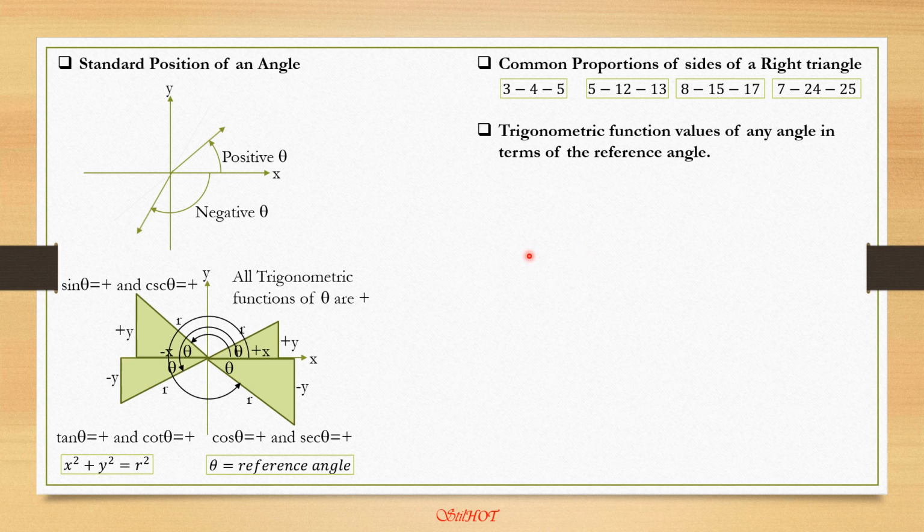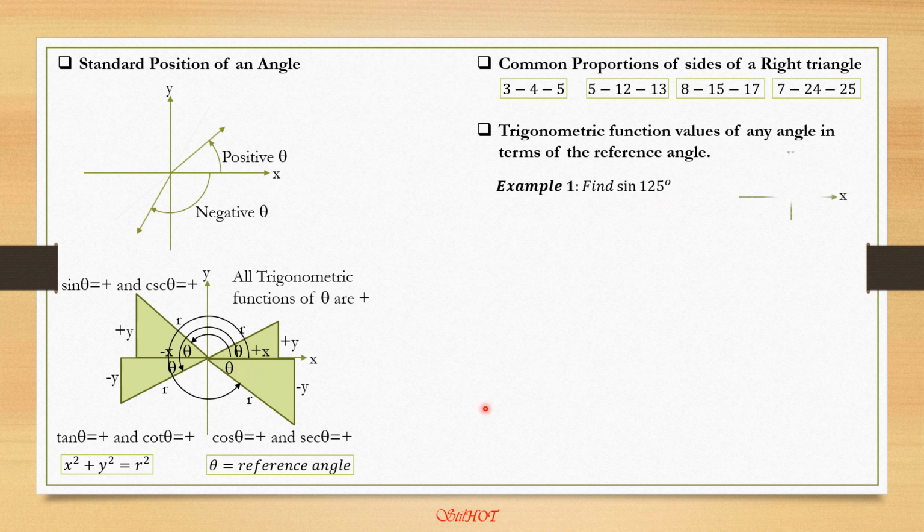Then we have trigonometric function values of any angle in terms of the reference angle. So if you're not allowed to use the calculator, for example, or for given acute angles, the values are given from tables, then you can determine a specific trigonometric function of any angle in terms of the reference angle. So for example, find the value of sine 125 degrees.